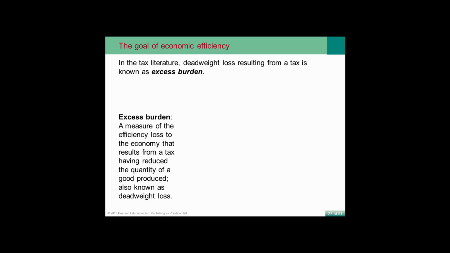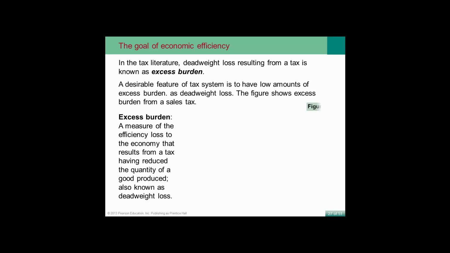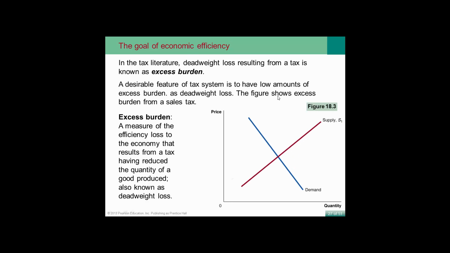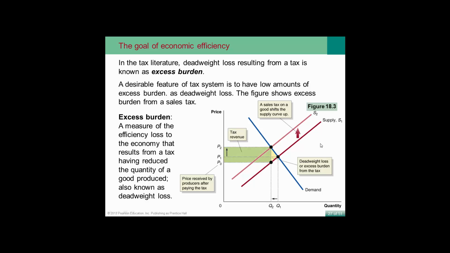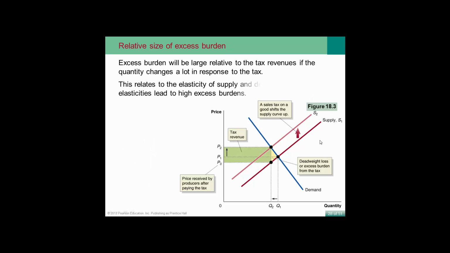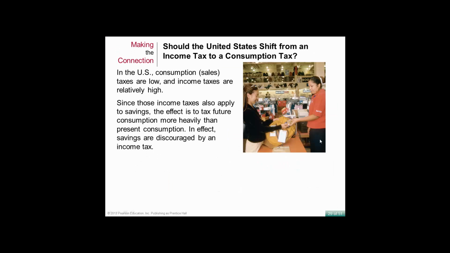An excess burden is a measure of efficiency lost to the economy that results from a tax having reduced the quantity of goods produced, also known as deadweight loss. A desirable feature of a tax system is low amounts of excess burden or deadweight loss. I'm not going to worry too much about this. We're going to skip through here.